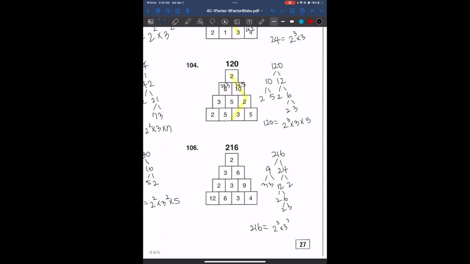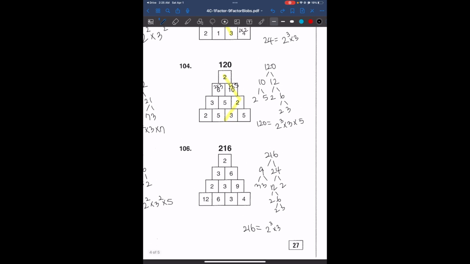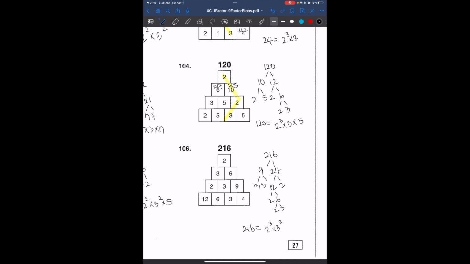And so our pathway must cross 2 three times and 3 three times. And so 6 can be written as 2 times 3, 9 as 3 times 3, 12 can be written as 2 times 3 times 2, and so on. And so based on that information, the path that we should take would be this path. And so we go over 3 three times and also use 2 three times as well.